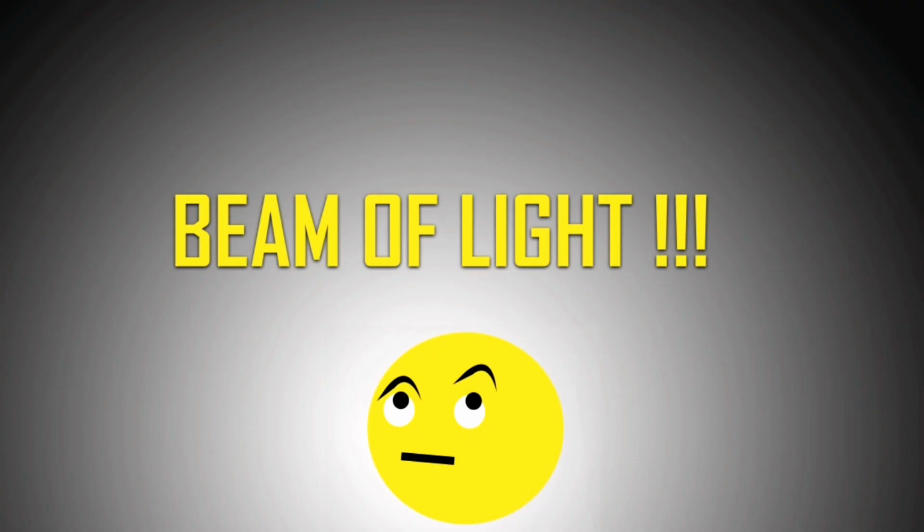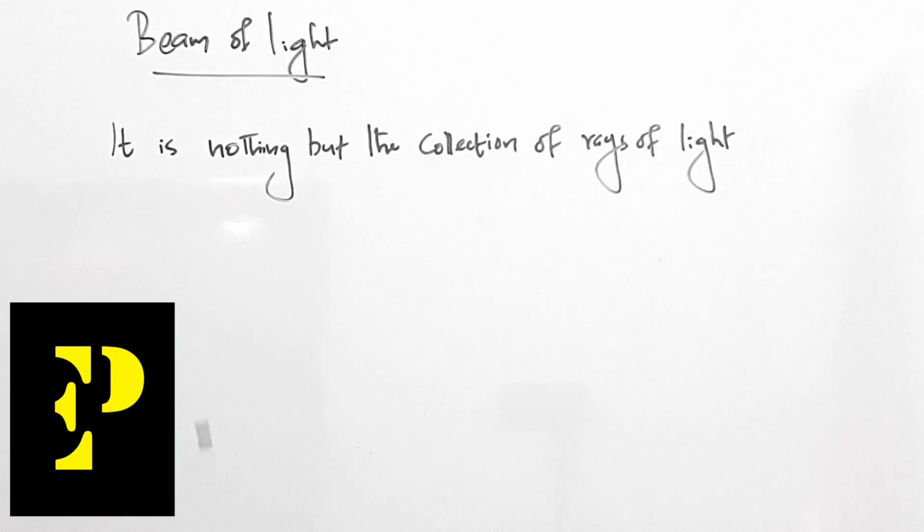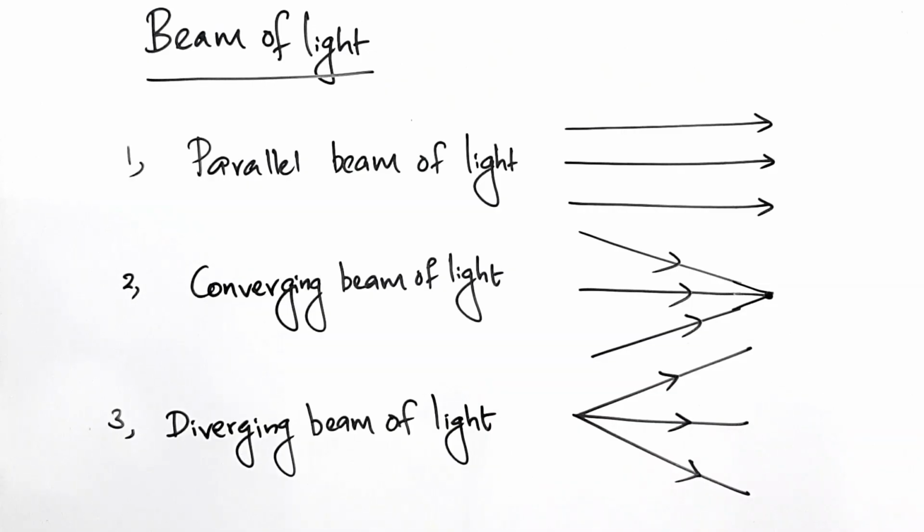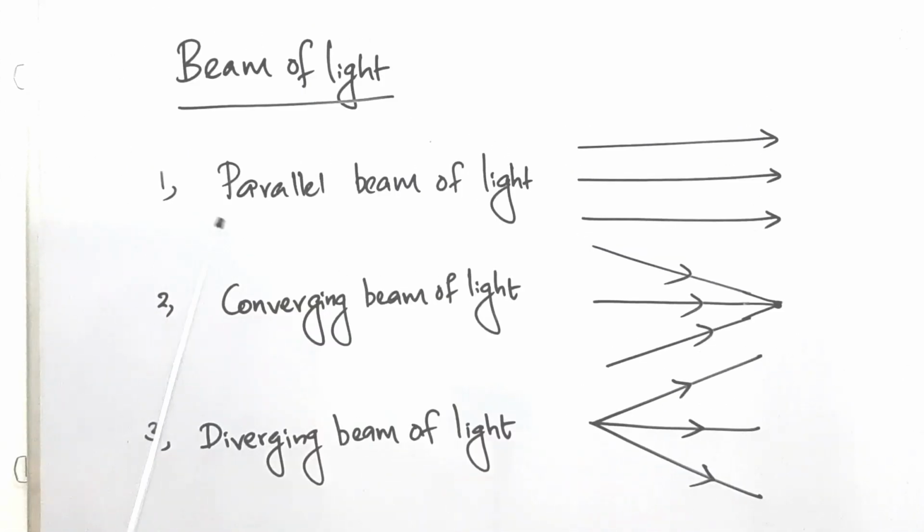Now, beam of light. A beam of light is nothing but a collection of rays of light. There are different types of beams of light. They are parallel beam of light, converging beam of light, and diverging beam of light. A parallel beam of light is represented by a set of rays drawn parallel to each other in a particular direction. The distance between the rays will be equal.